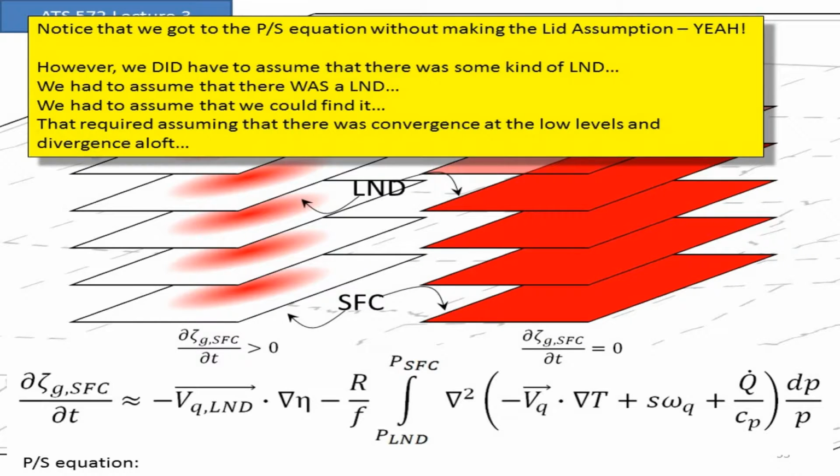We had to assume that there was a level of non-divergence, that we could find it, and that there was convergence at low levels and divergence aloft, all of which is complicated. In the real world, there's often multiple levels of non-divergence that are hard to find. It's not a simple thing to actually do this.